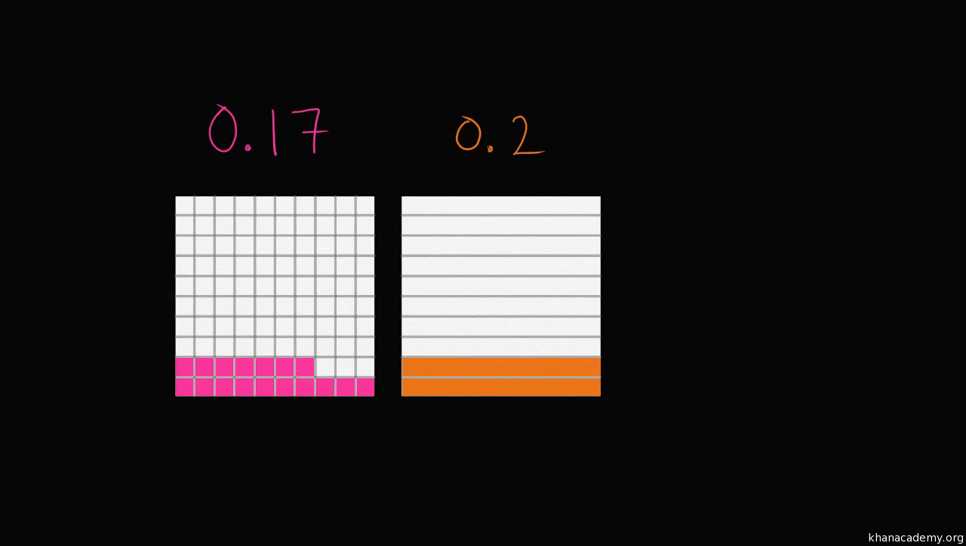And how do we write that down? Well, when we write an inequality, we want to open to the larger number. So you want to open to that one. So we have 0.17, or 17 hundredths, is less than 2/10.